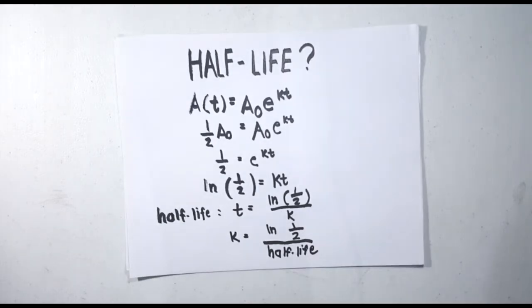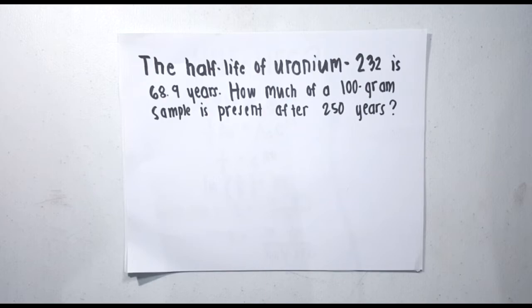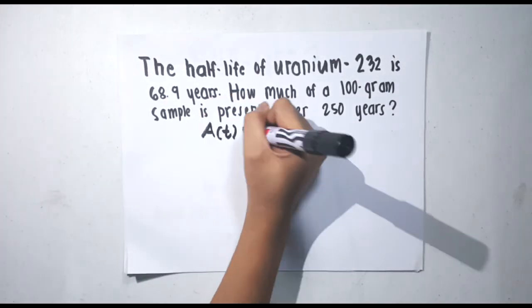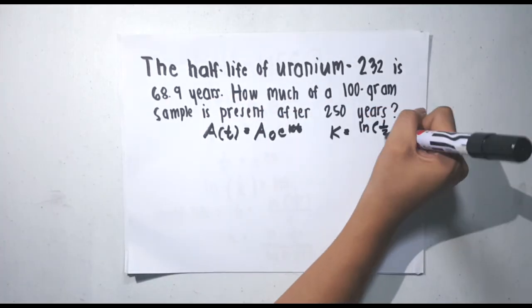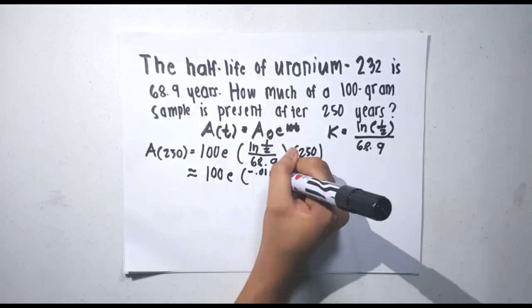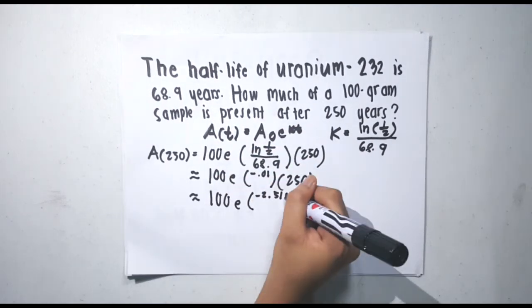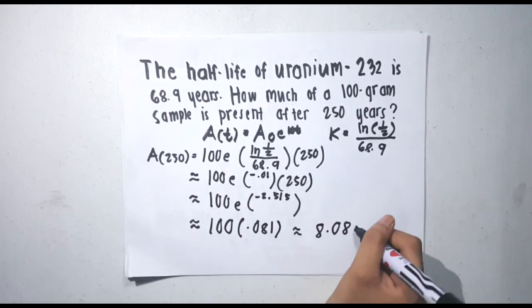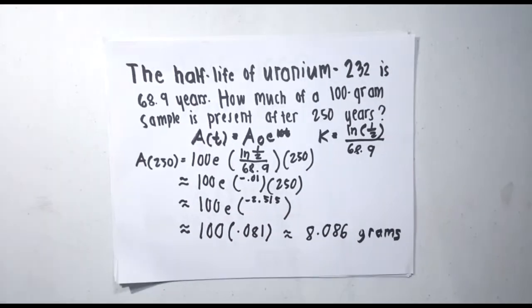So we're looking for the amount after 150 years. k equals the natural logarithm of 1/2 over 68.9 years, which leads to negative 0.01. Then multiply it by 150, and the answer is negative 2.51. Then raise e to that power, and the answer is 0.081. Then multiply by 100, so approximately 8.086 grams.